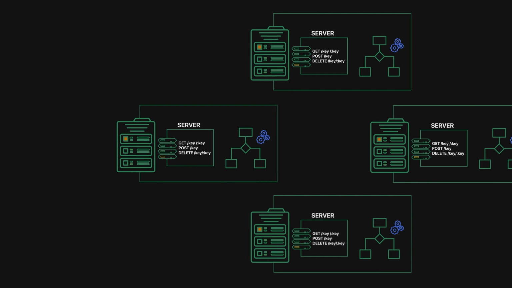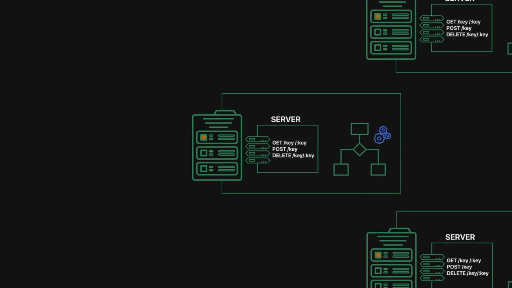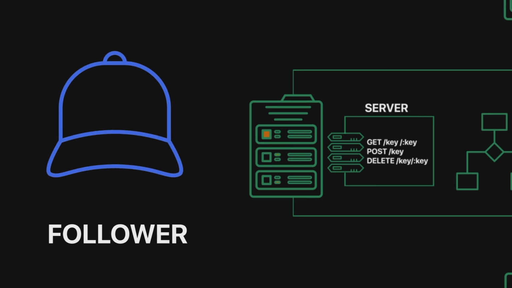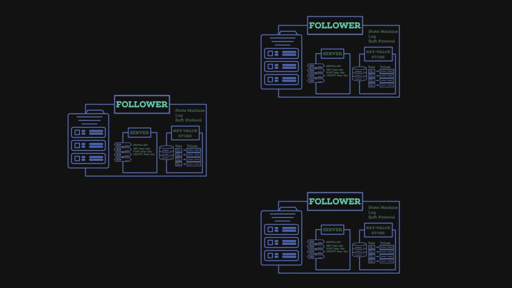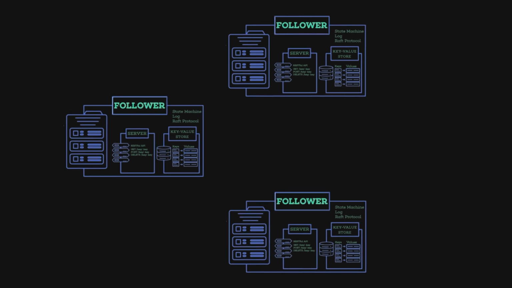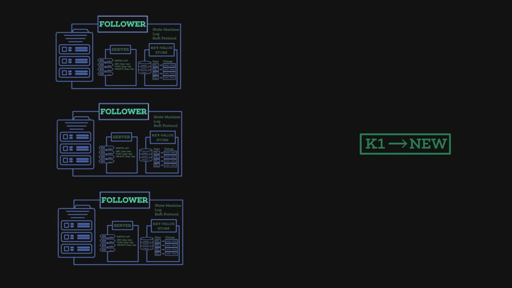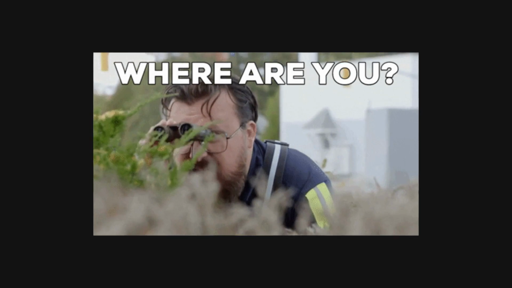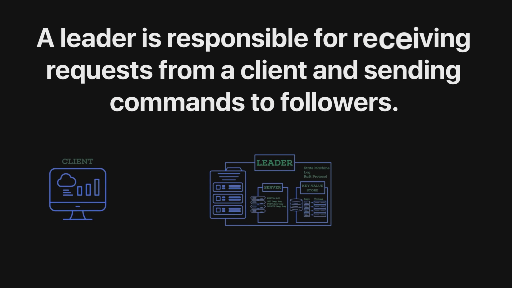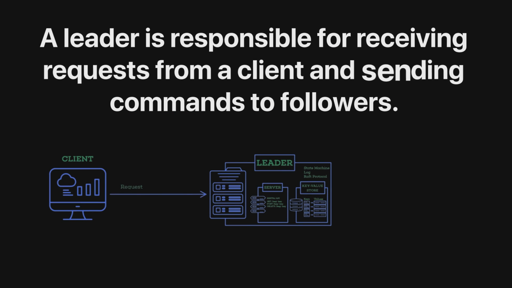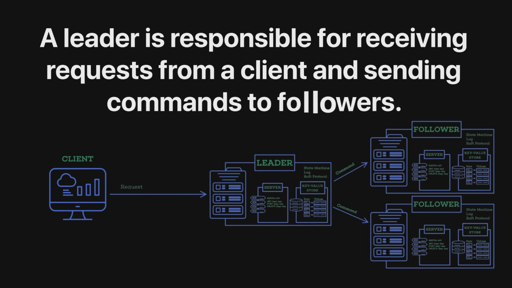Each replica in the cluster can take on any of the following states, but can only take on just one state at any given time: follower, candidate, leader. All replicas start out on the follower state. Any replica that's a follower can only accept commands. When no leader is present or is unresponsive, the followers must elect a new leader. A leader is responsible for receiving requests from a client and sending commands to followers.